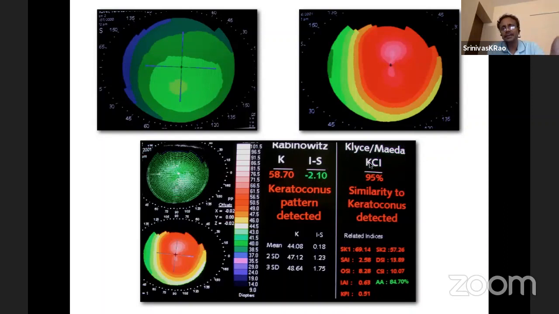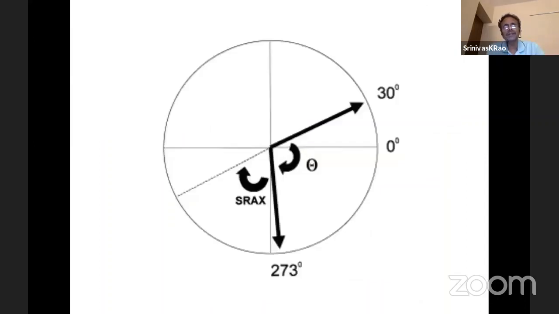The second index was the Klyce-Maeda index. They did the same thing by looking at a lot of other indices. The other term that we use is SRAX, which is the skewing of the radial axis of astigmatism. In a normal eye, if you look at the astigmatism, the bow tie will be very symmetrical, superior and inferior. In a keratoconus, the bow tie tends to become more skewed. It starts to fall off the central vertical meridian. When this degree of change is more than 21 degrees, we think it is suspicious of keratoconus.